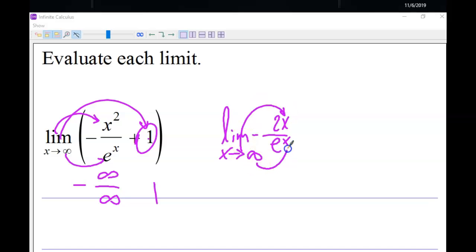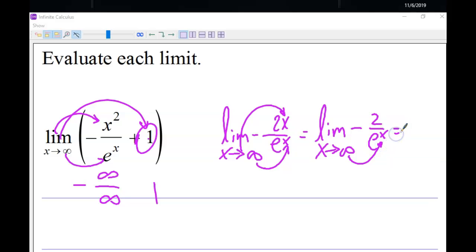Direct sub again. I'm writing this badly. Let me back up. We should be putting at least the limit here. The derivative of negative 2x is negative 2. E to the x is still e to the x. Okay, no more direct substitution on the top because that's just a number now. And the bottom is infinity.